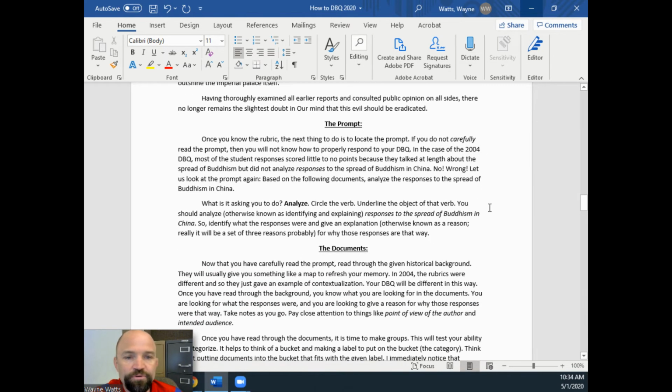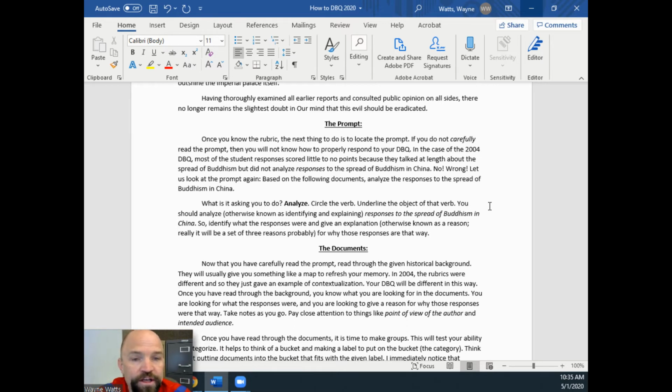All right, so first is the prompt. Once you know the rubric, the next thing to do is to locate the prompt. If you do not really carefully read the prompt, then you will not know how to properly respond in your DBQ. In the case of the 2004 DBQ, most of the student responses scored little to no points because they talked at length about the spread of Buddhism, but did not analyze responses to the spread of Buddhism in China.